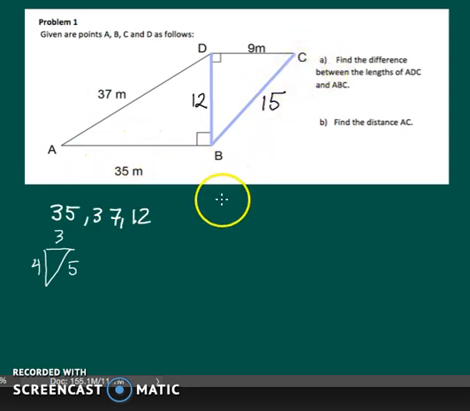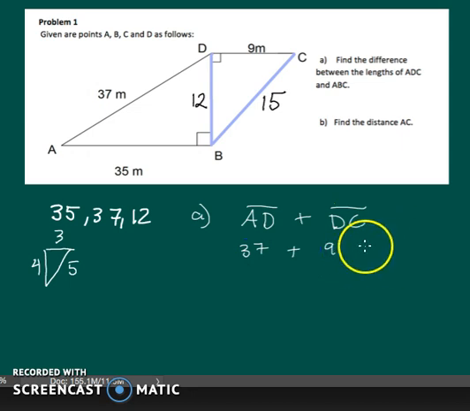Okay, so now both of my triangles are labeled, and I can begin to answer the questions. So part A asks, find the difference between the lengths ADC and ABC. So the length ADC consists of the line segment AD and the line segment DC. So AD, I can see here, is 37 meters long, and DC is 9 meters long. So adding those together, I get 46 meters.